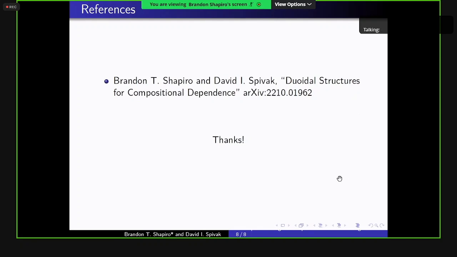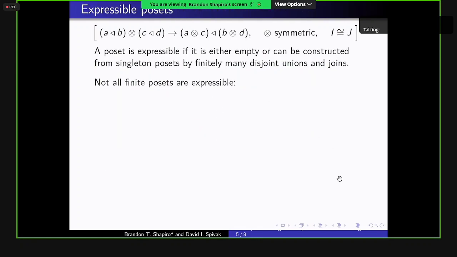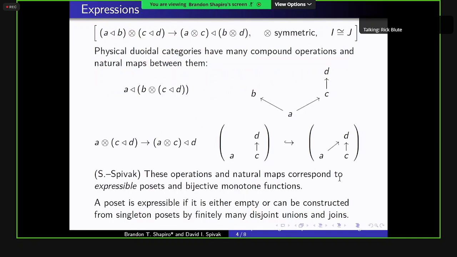So I have a question. Could you go to slide 4 again? Yeah. So do you know about linear logic? Very rudimentary, enough to anticipate the question, I think.